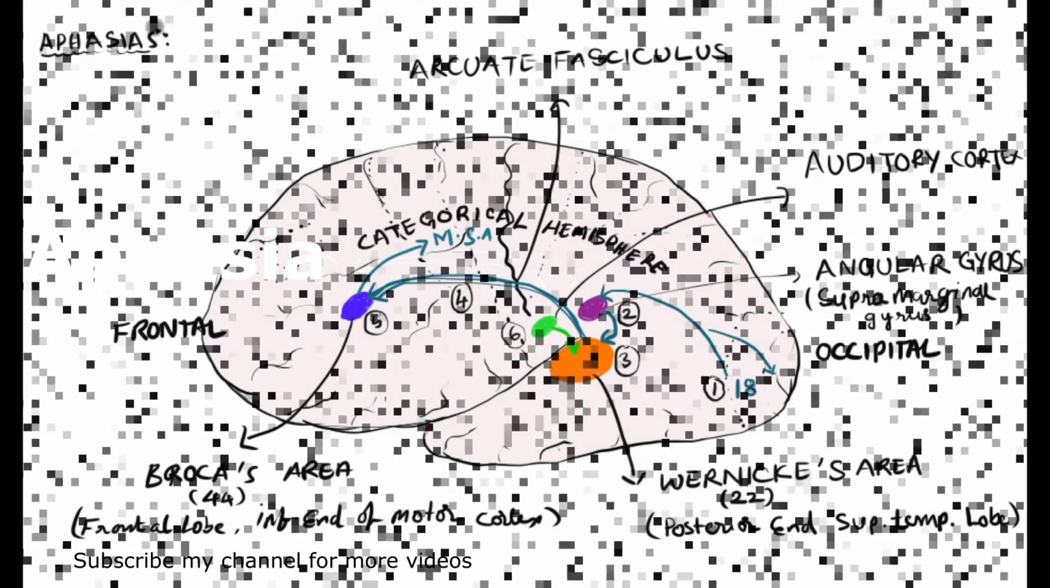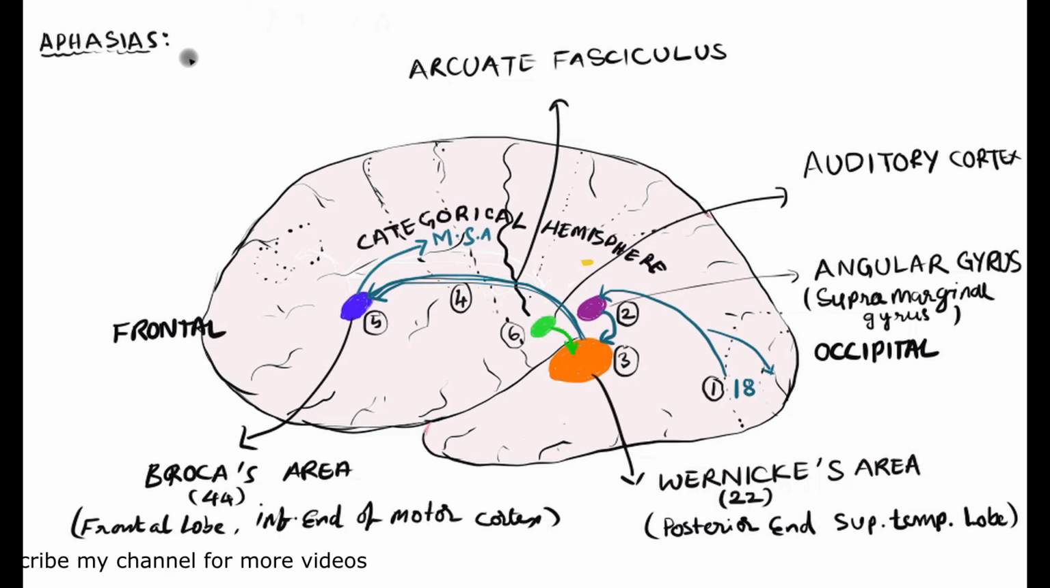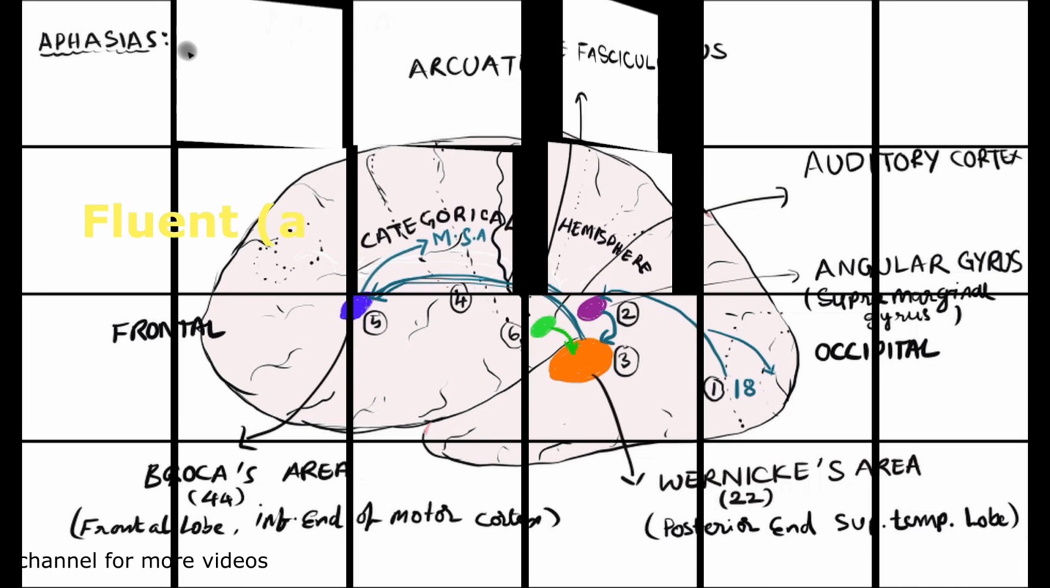Aphasia means difficulty of language production or language function. Anomic aphasia is difficulty understanding written language as well as pictures, because the problem lies in a lesion in the angular gyrus. The lesion may be blood vessel damage, accidents or any trauma.